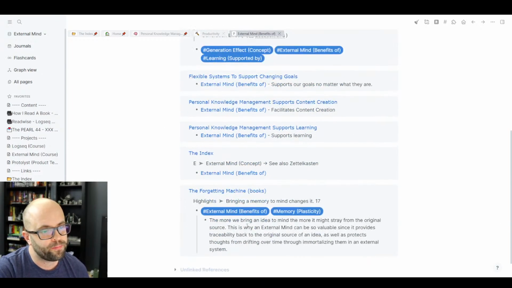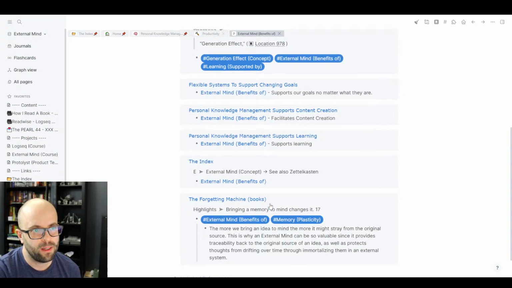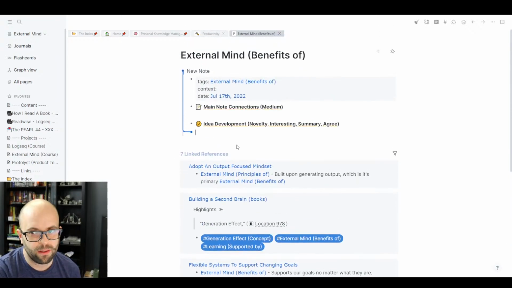And so here, the more we bring an idea to mind, the more it might stray from the original source, or it might change over time. This is why an external mind can be so valuable, because it provides traceability back to the original idea, as well as protects thoughts from drifting over time. So there might be two ideas here. One is traceability, although I don't think that's the one that I want to explore here. It's more about the fidelity of the ideas over time.